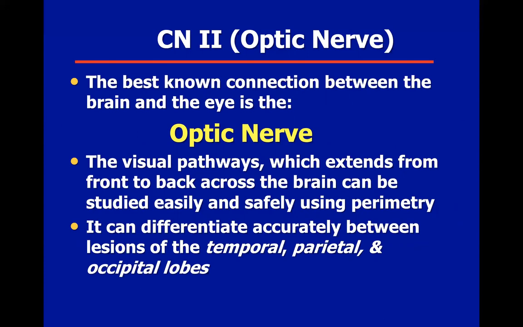The visual pathways extend from the front to the back across the brain, and they can be studied easily and safely using what we call perimetry, or visual field testing. You test your visual field. It can also differentiate accurately between lesions of the temporal, parietal, and occipital lobes.